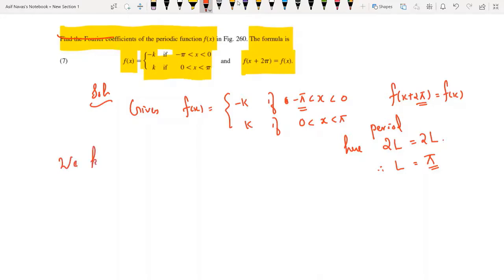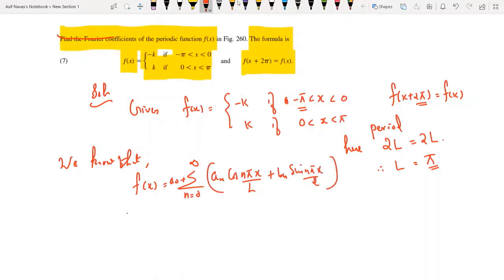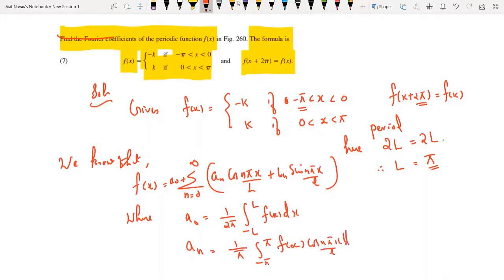Therefore we know that f of x is of the form a naught plus sigma n equal to 1 to infinity an cos n pi x by L plus bn sin n pi x by L. This is the formula, where we have a naught is equal to 1 by 2 pi integral minus L to L f of x dx, an is equal to 1 by pi integral minus pi to pi f of x cos n pi x by L dx, and bn is equal to 1 by pi integral minus L to L f of x sin n pi x by L dx.